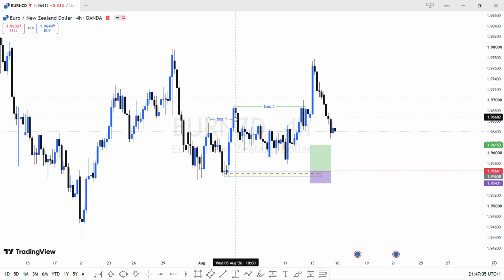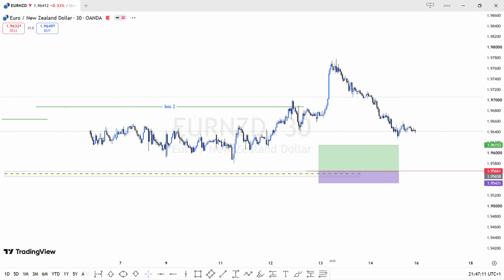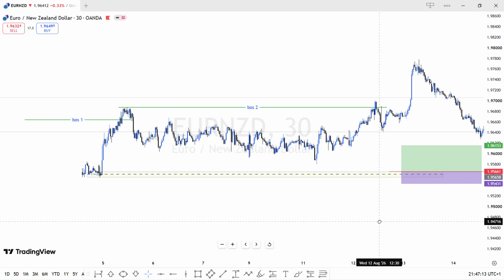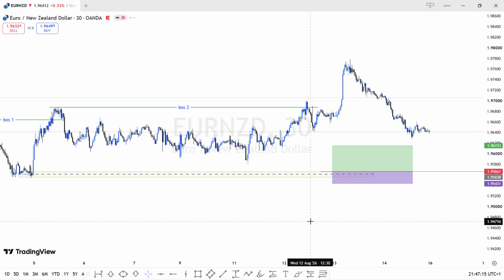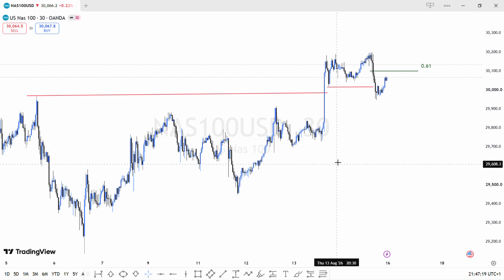As you can see, break of structure on the 30 minutes, break of structure and all of that. The entry and all is accurate. Currently on NAS 100, I'm not seeing anything much, so I'm expecting price to pull back to this region here.